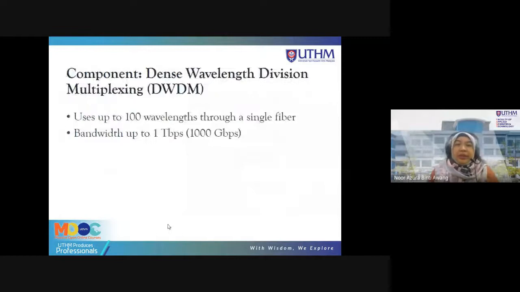So besides that, we also have dense wavelength division multiplexing, which can be used for 100 wavelengths with a bandwidth of up to 1 terabyte per second.